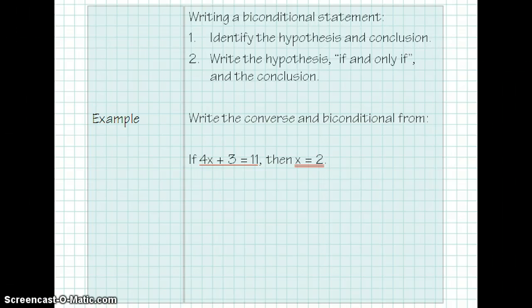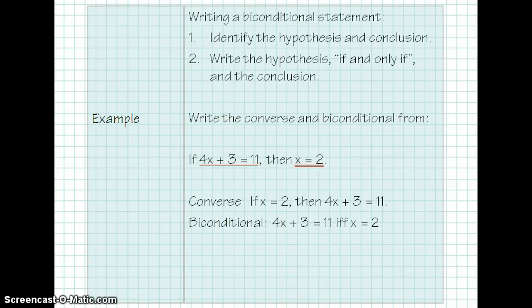So we put the hypothesis. Let's write the converse first, sorry. If x equals 2, then 4x plus 3 equals 11. Then to write the biconditional, I put the hypothesis, if and only if, and my conclusion. So 4x plus 3 equals 11 if and only if x equals 2.